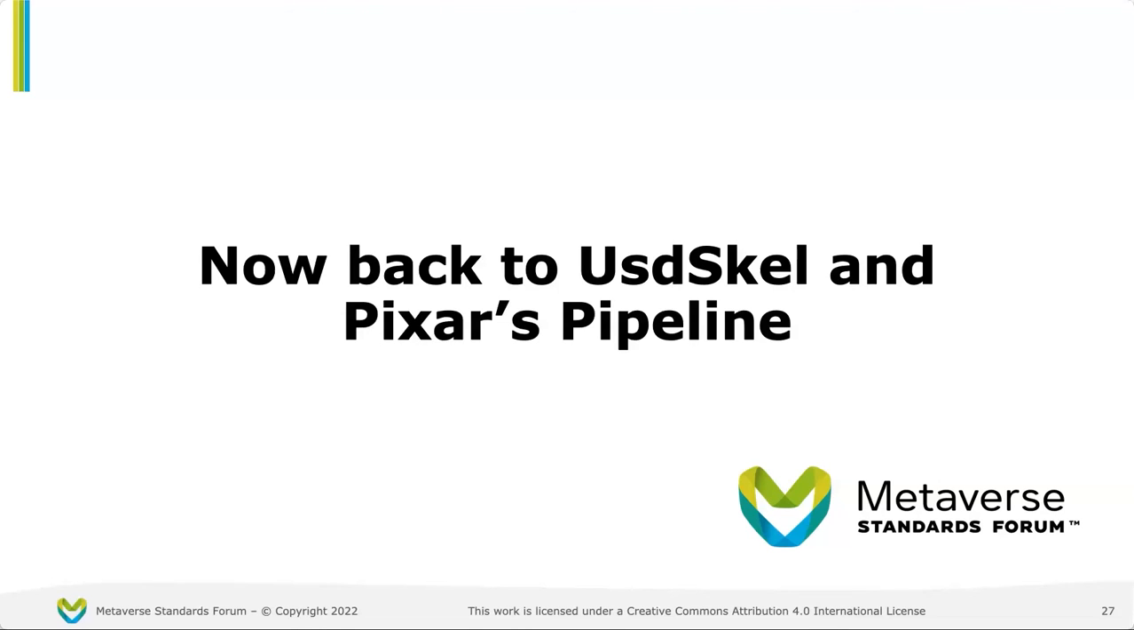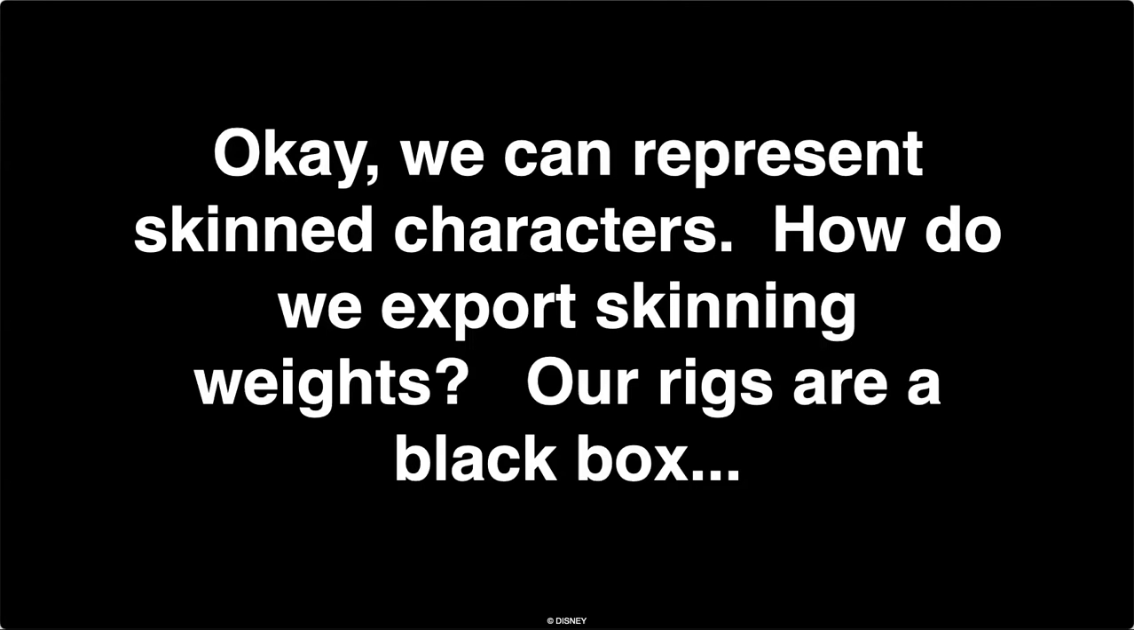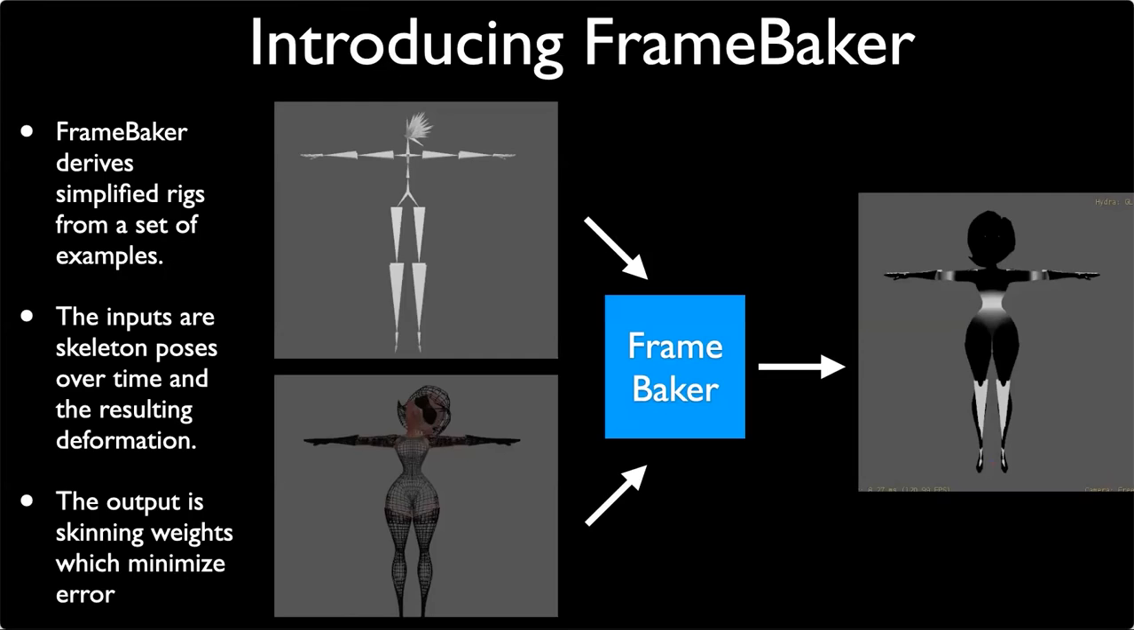So now let's focus back on how we use UsdSkel in Pixar's pipeline. So now that I've shown how you could represent a character in UsdSkel, I also mentioned that Pixar's rigs are not exclusively skeletal. They're kind of these weird black boxes. How do we get our production rigs into this UsdSkel format that is useful for crowds in interoperability? So we have a few systems. The first is called FrameBaker.